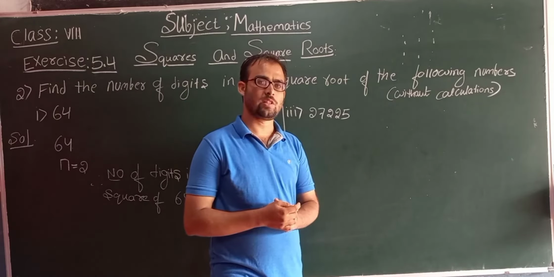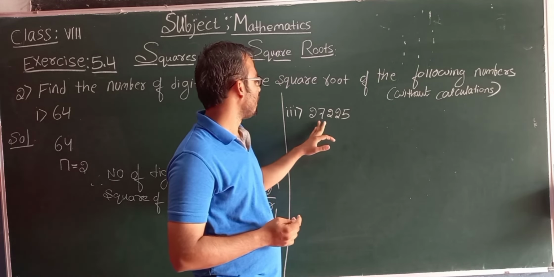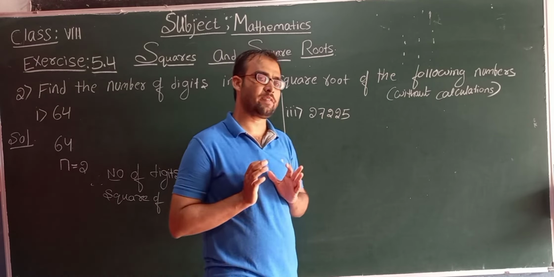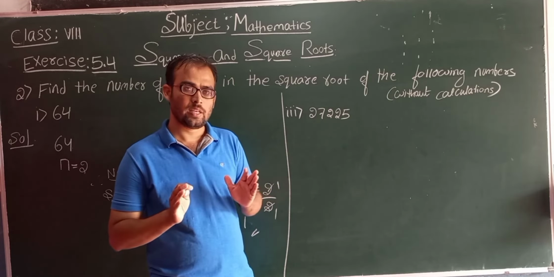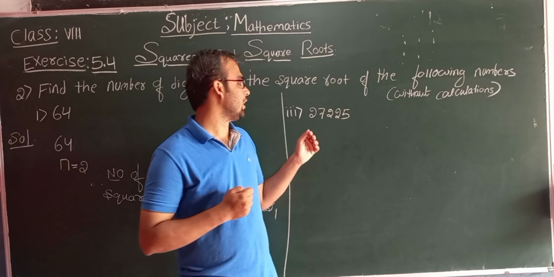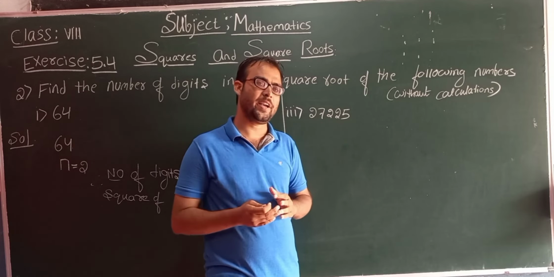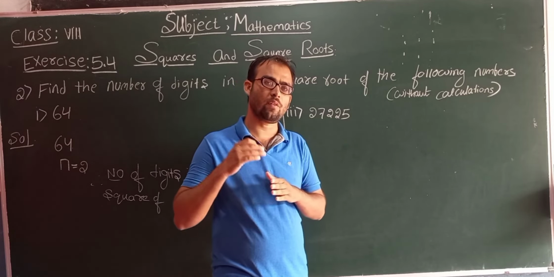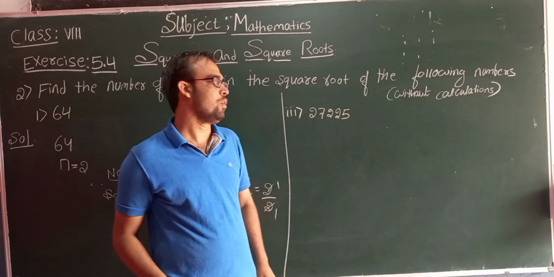So students, now let us solve the third one. Here they have given 2, 7, 2, 2, 5. So what do we need to find? When we find the square root of this number, how many digits will it have? Here the number has 5 digits. If the number has 5 digits, what will be the number of digits in the square root of this number? That we need to find.